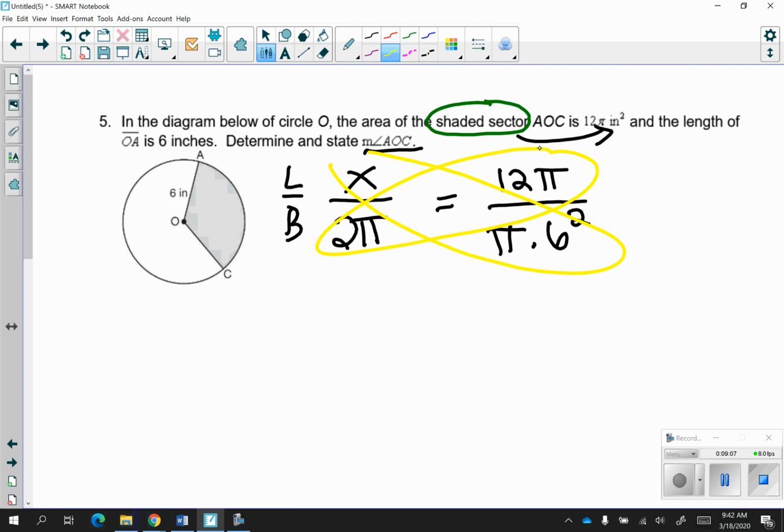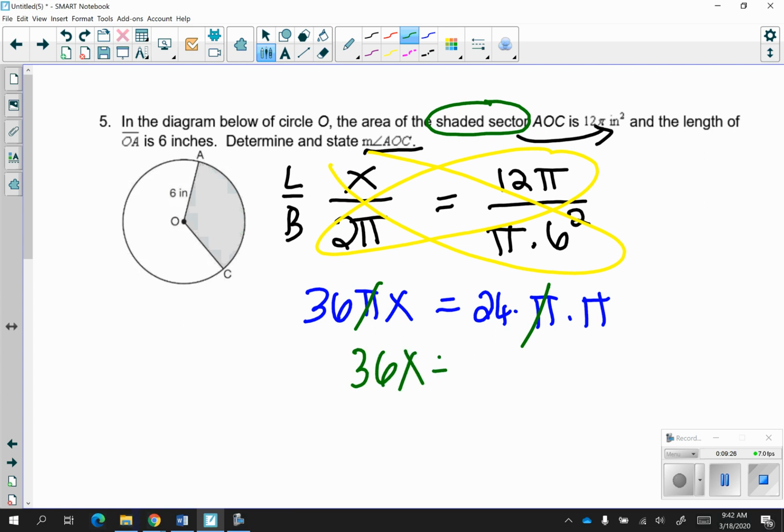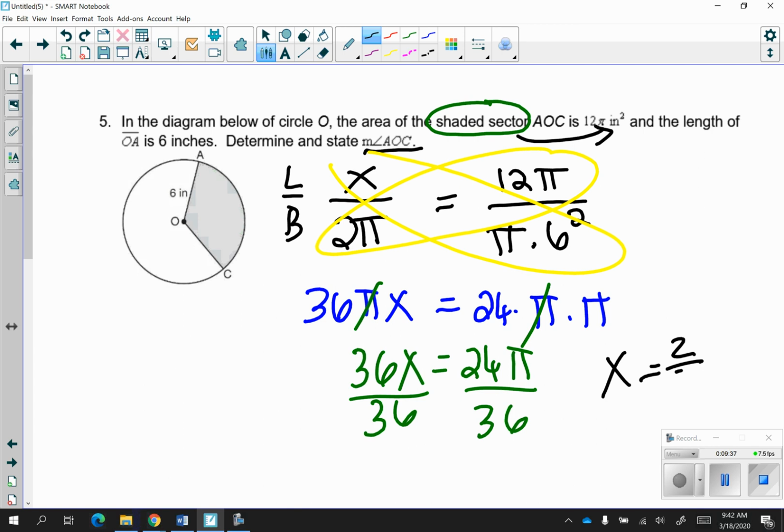So let's cross multiply. Let's see what we get. We get 36 pi x, and on the right side, 2 times 12 is 24 times pi. Now, very quickly, my pi's can reduce. I have 36x is equal to 24 pi. Remember, we're solving for x. Divide by 36. And we get x when I reduce this answer, because if it was a multiple choice question, it would be reduced, is 2/3 pi, and that is the measure of angle AOC.